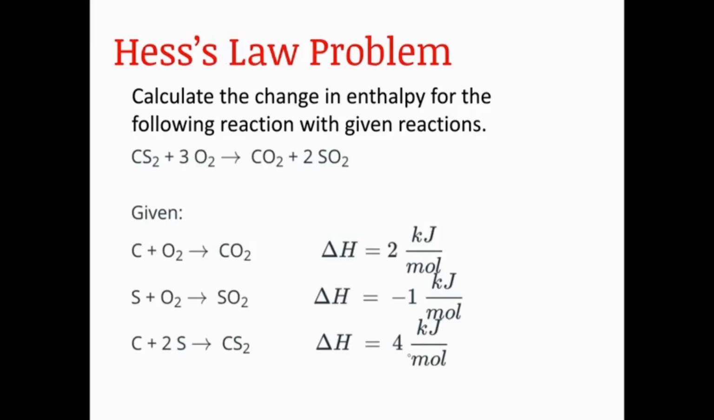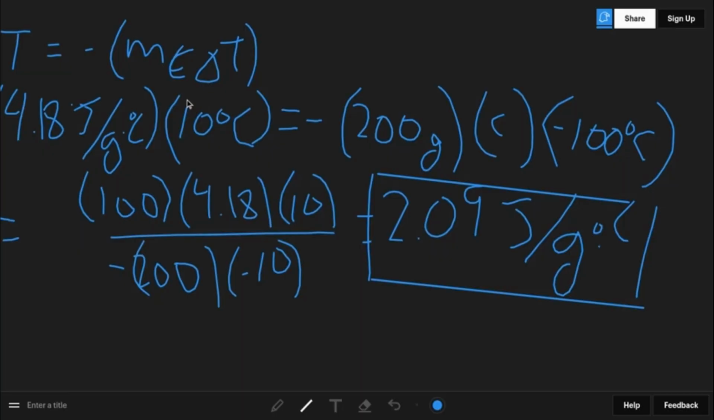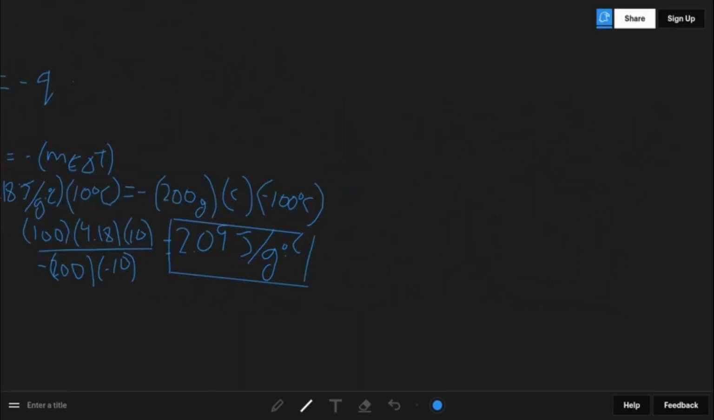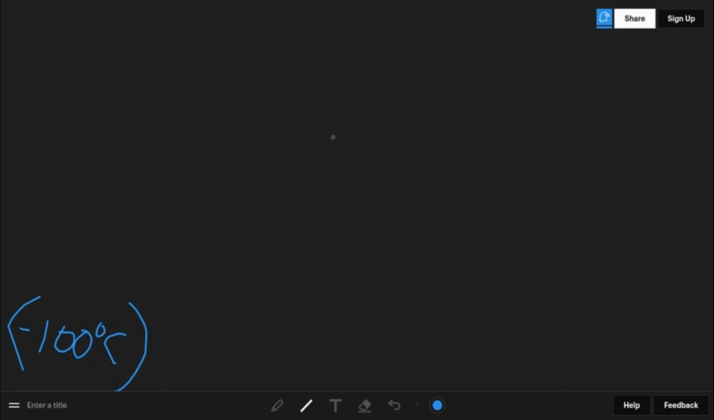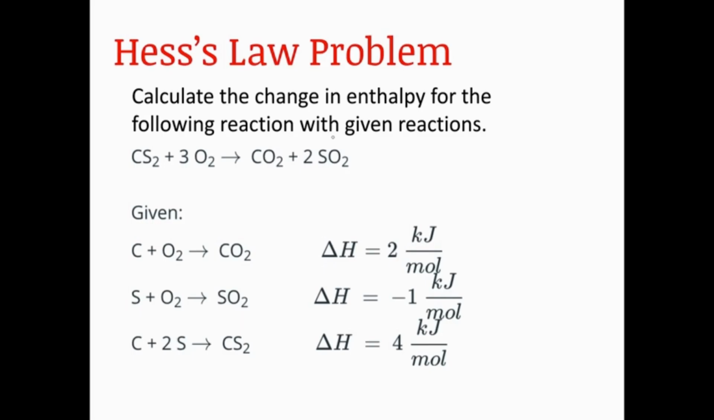Cool. Now let's go on to a Hess's law problem. We want to calculate the change in enthalpy for the following reaction given these three reactions below. So first we have this equation, right? And we have these three equations. First of all, you want to make this equation using these three equations.